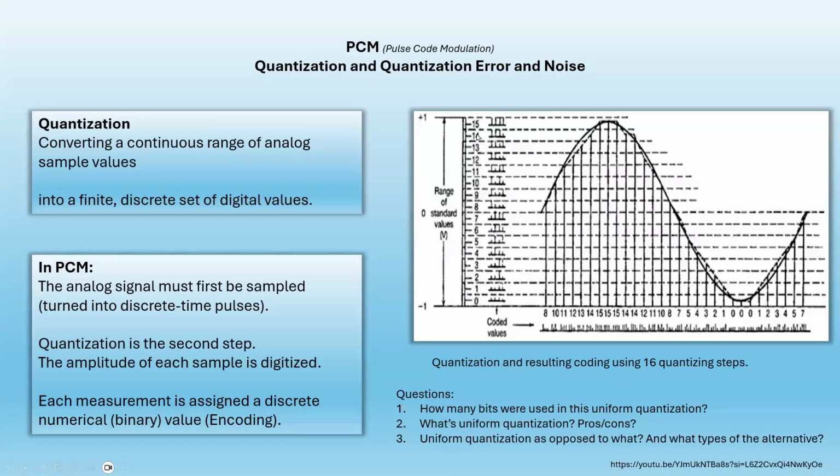All right. Now, quantization. What do we mean by the word quantization here? Quantization is converting a continuous range of analog sample values into a finite, as opposed to infinite, discrete or specific set of digital values.